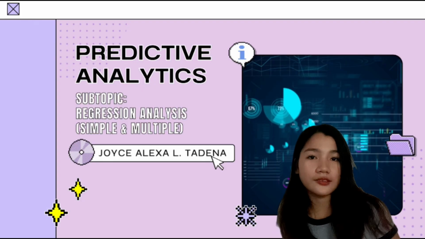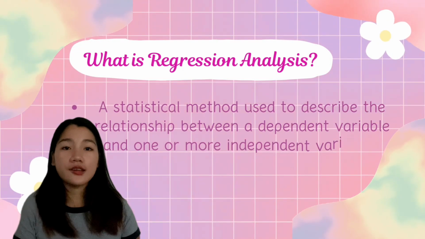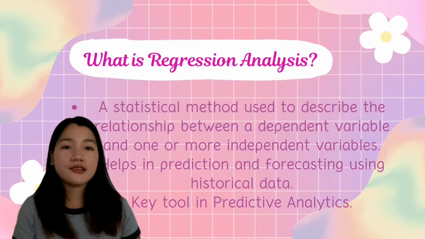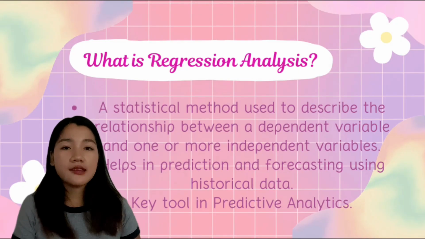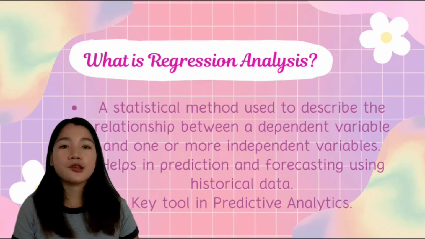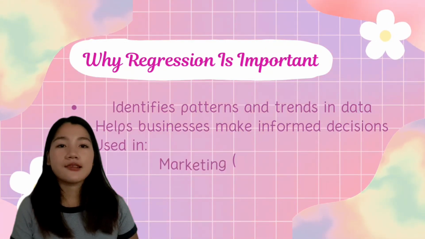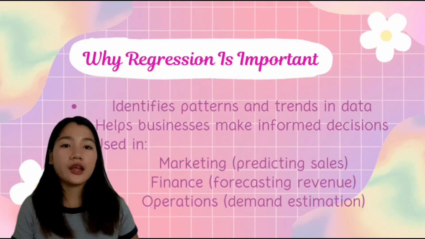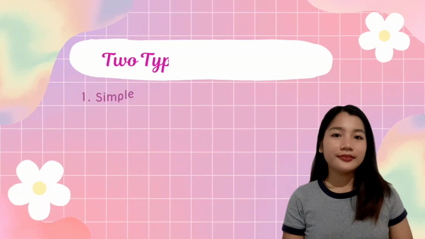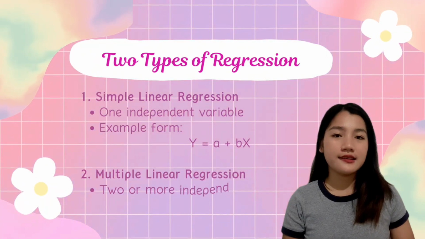So let's get started. According to James R. Evans, regression analysis is a statistical technique used to develop an equation that describes the relationship between a dependent variable and one or more independent variables. In simple terms, regression helps us predict one value based on another. For example, predicting sales based on advertising spending, predicting temperature based on time of day, or predicting profit based on price and marketing budget.